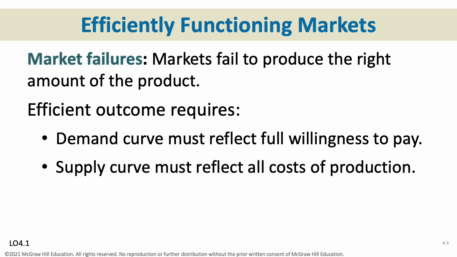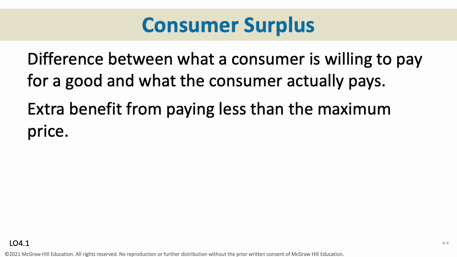Efficiency requires two things. Our demand curve, which we looked at in previous chapters, reflects the full willingness to pay, and our supply curve reflects all of the costs of production. And at first we're going to look at the notion of what is known as a consumer surplus. A consumer surplus is the difference between what a consumer is willing to pay for a good and what they actually pay.